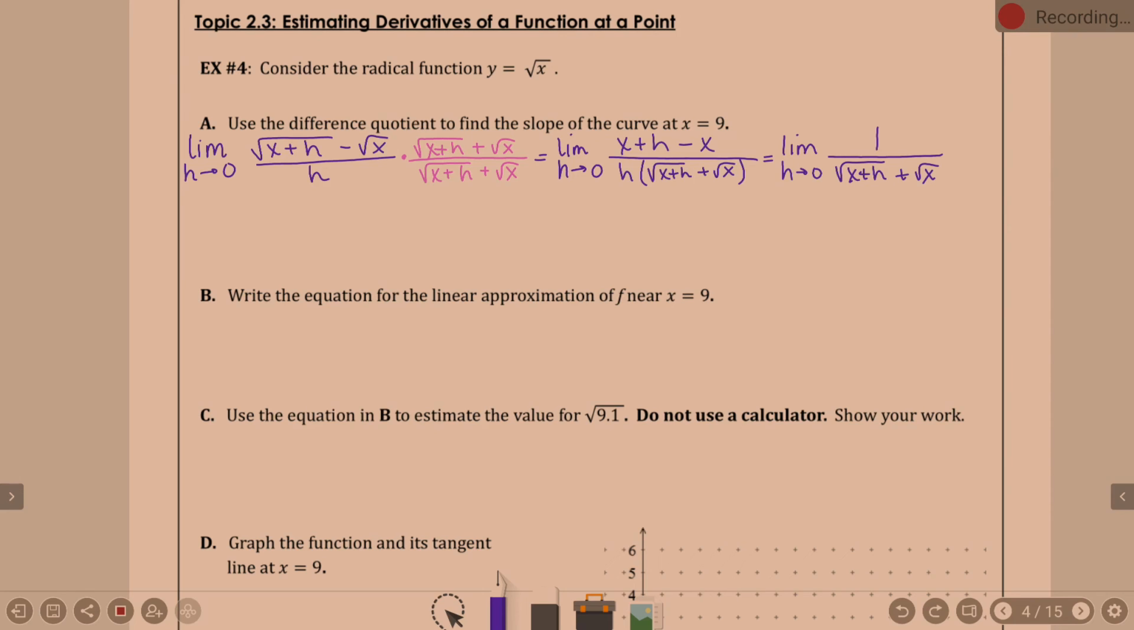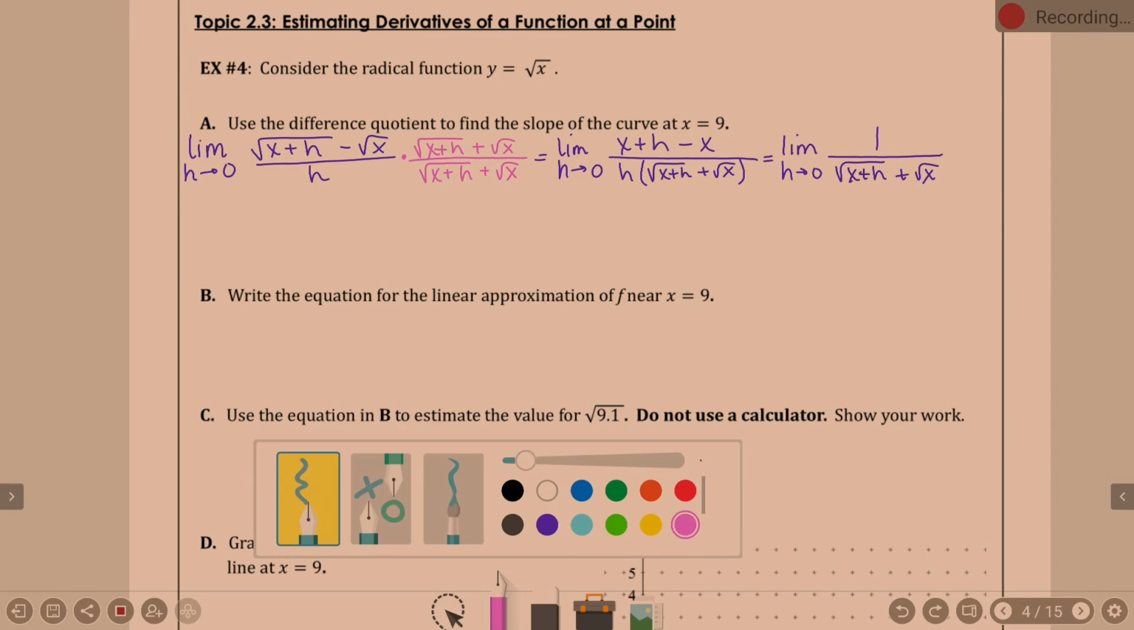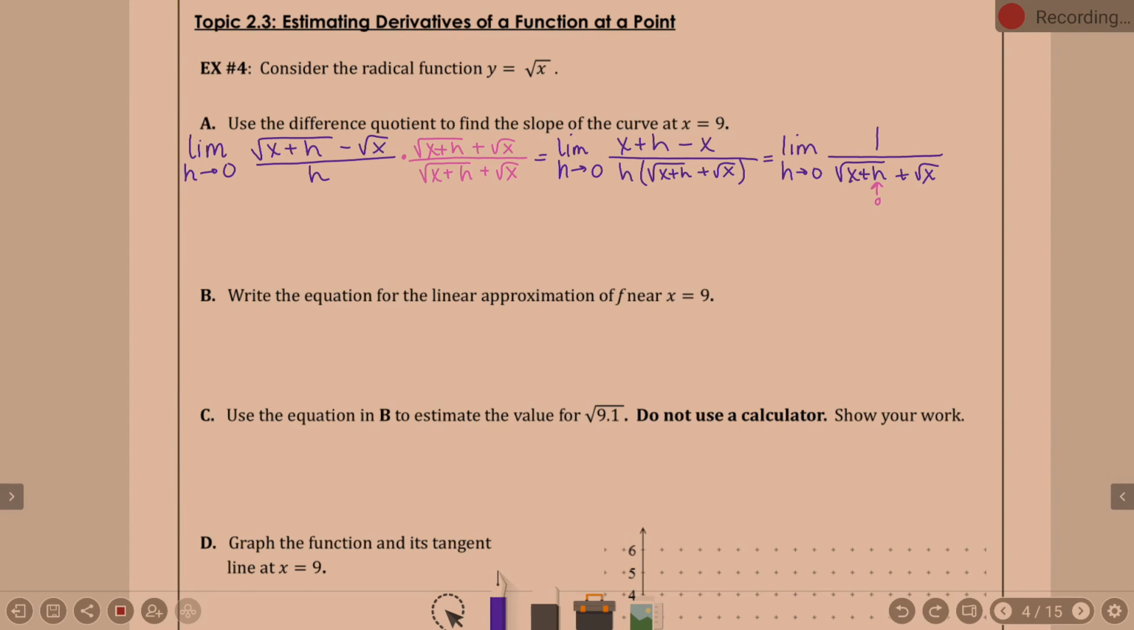Now we plug in our 0 for h. And then you just have 1 over 2 square root of x. Okay. I did just spell it. I'm just going to do 1 over 2 square root of x. And I'm going to write this.